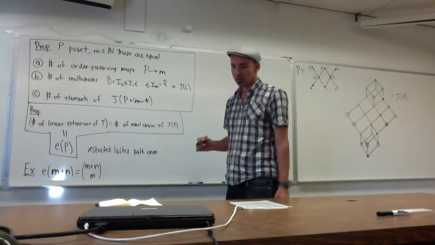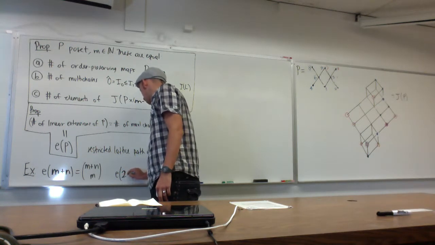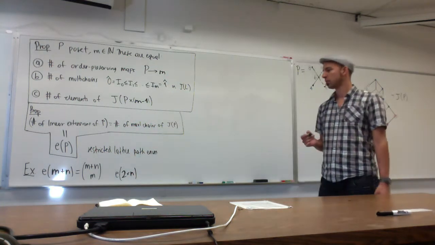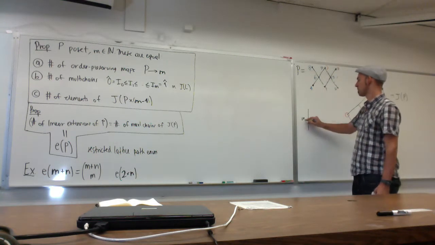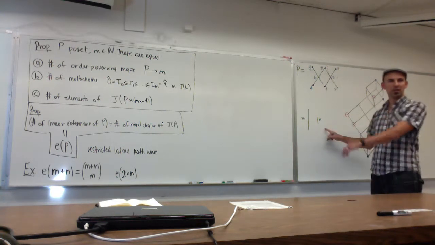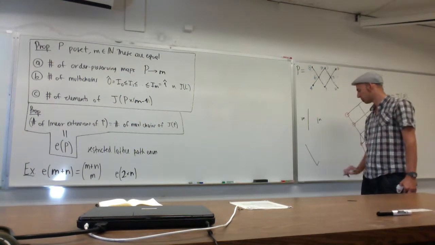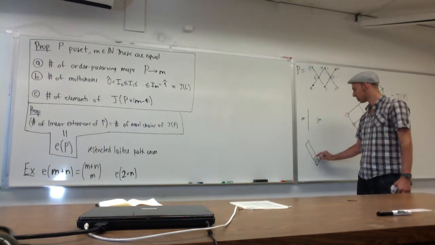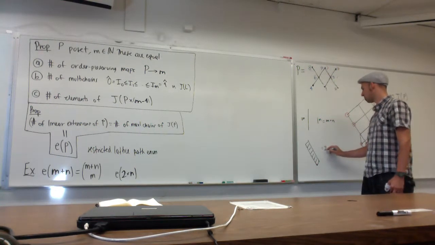Okay? And then another one that I would like you to think about is, what if you take the poset 2 times n? So m plus n is a chain of size m and a chain of size n. Right? This is m plus n. What is 2 times n? It's taking a chain of size n and multiplying it by a chain of size 2, which has 2 elements. So you get this. So this is m plus n, and this is 2 times n.